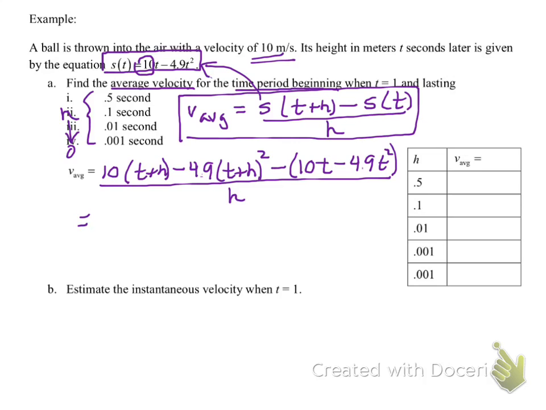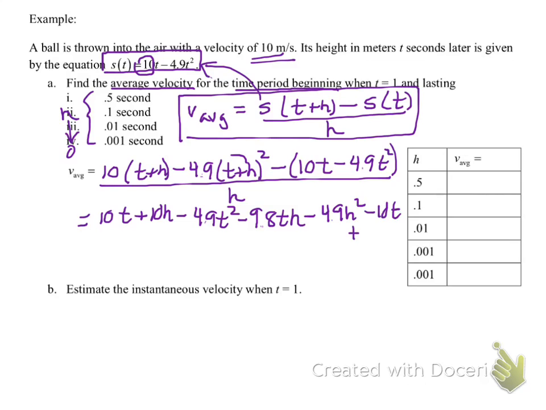So if we do a little bit of algebra, expanding that out, we're going to have a 10t plus a 10h minus the 4.9 will be multiplied by a t squared, and then the t plus h times the t plus h, you're going to have 2 of those, times the 4.9, is going to be a minus 9.8th, and then h squared times a negative 4.9, so minus 4.9h squared, minus 10t, and then plus a 4.9t squared, all over h.